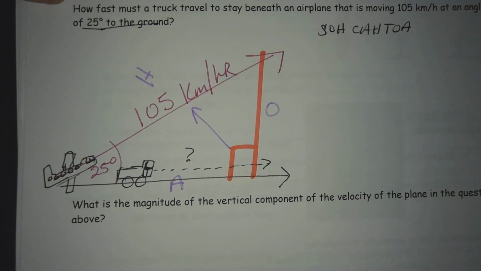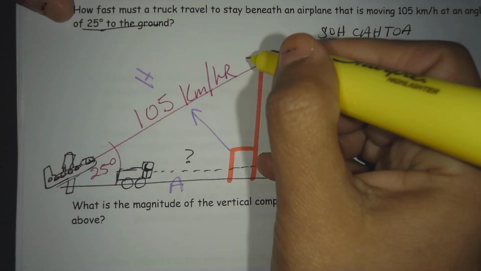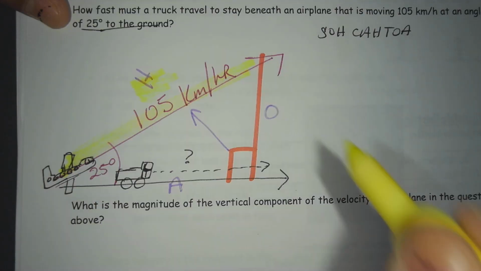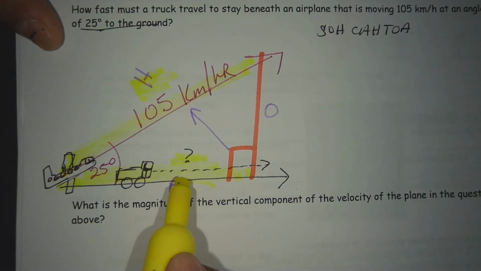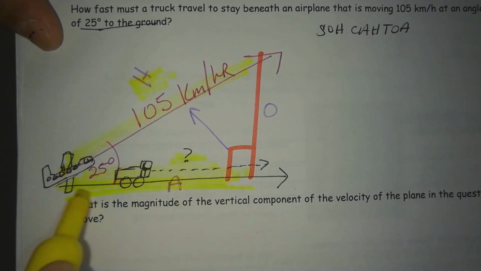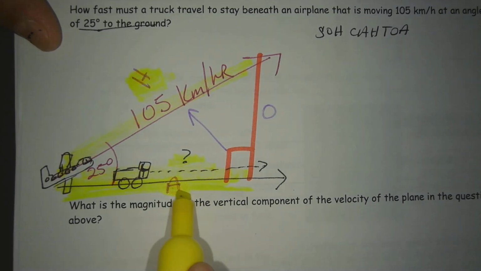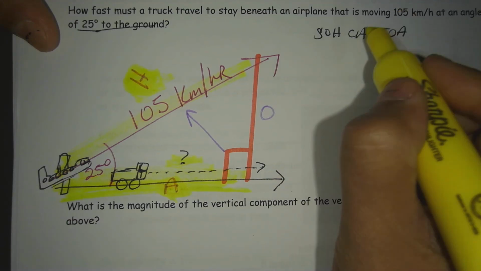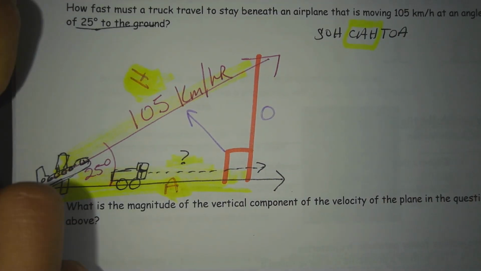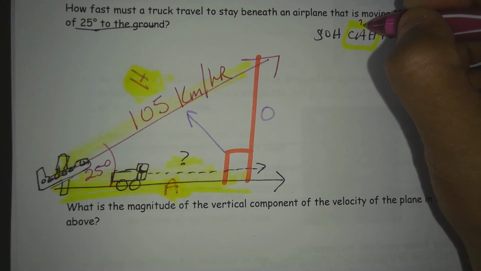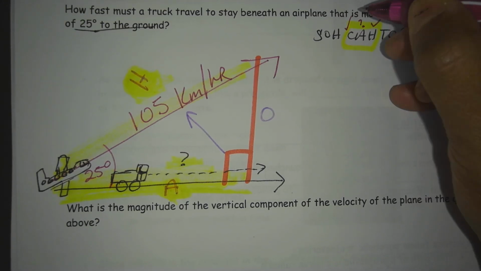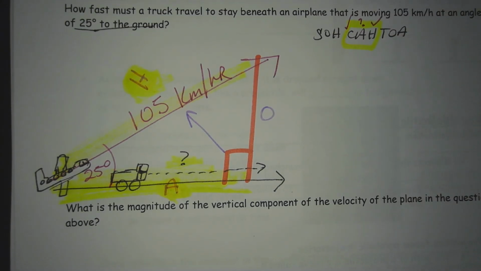Let me highlight. Remember last week I was highlighting? Let me highlight what I have, the H, and what am I looking for? The A. So who is A and H? It's the ones we have. So we have the H, check. I'm looking for the A, and I have the theta of the cosine.